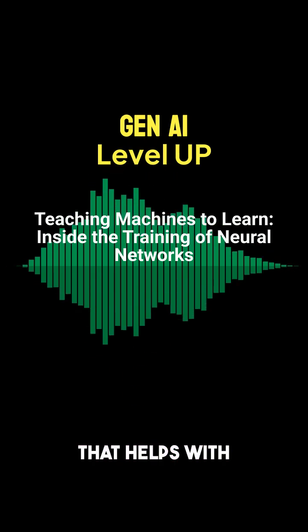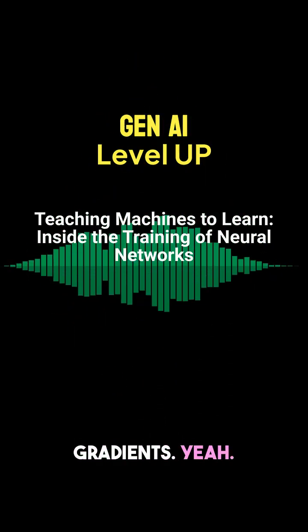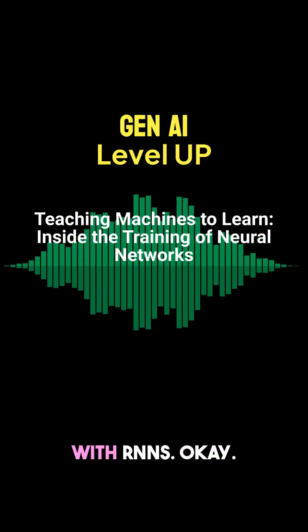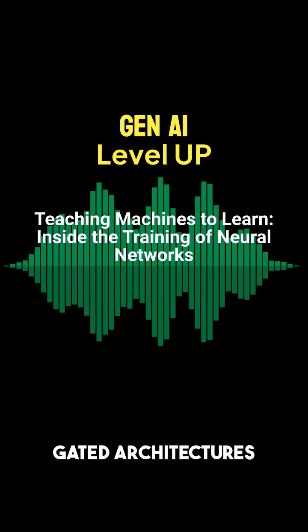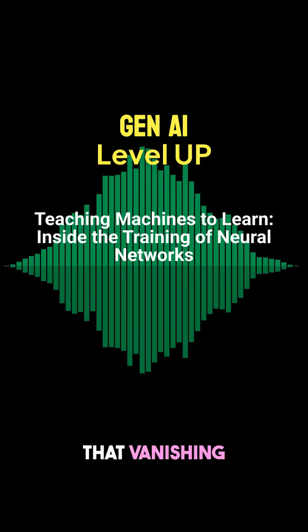Is there anything that helps with that? So you're remembering vanishing gradients. Yeah, and you're right, that can be a major problem with RNNs. But that's where gated architectures come in. Gated architectures, yes. They're designed to kind of combat that vanishing gradient problem.